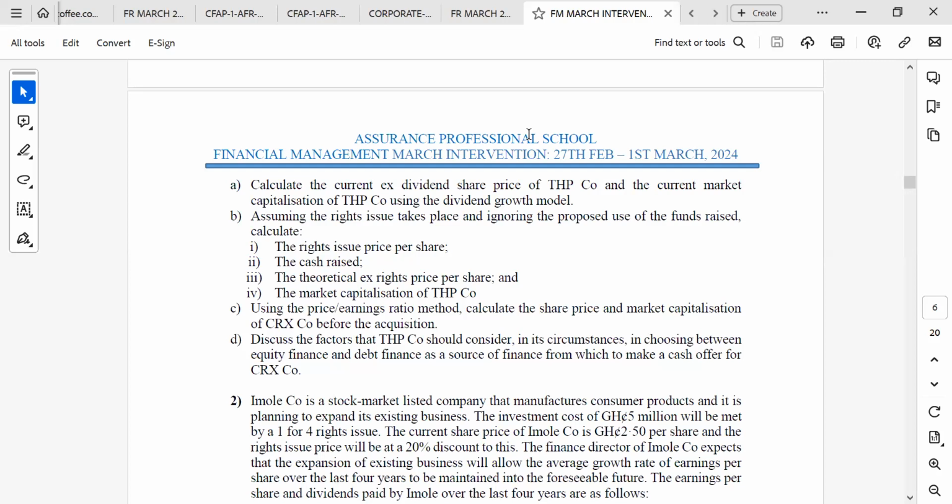Notes: Imole Co has a cost of equity of 10% and net assets per share of 65 pesos. The PE ratio and earnings yield of Imole Co has been approximately constant in recent years. Ignore issue costs. B. The net assets of Imole Co are the net book values of tangible non-current assets plus net working capital.